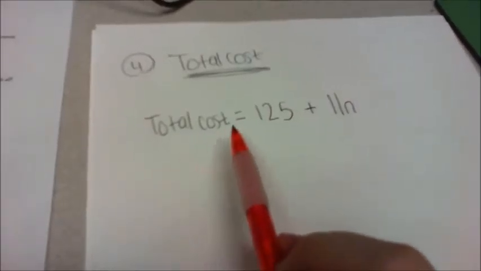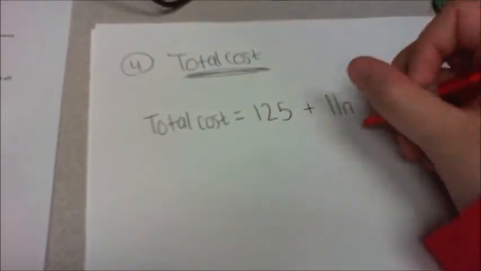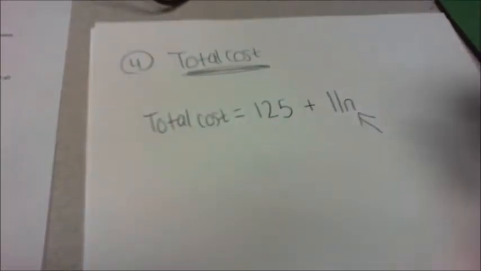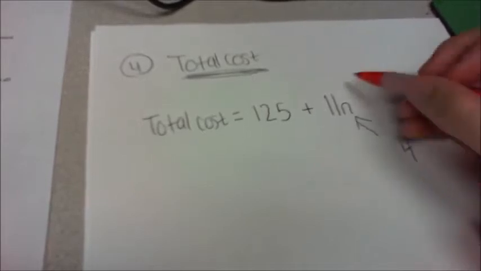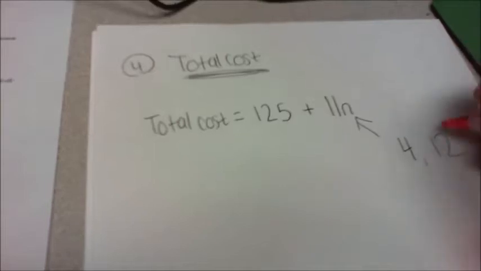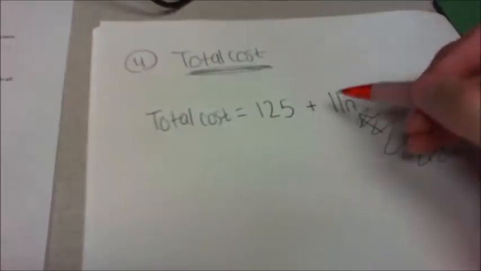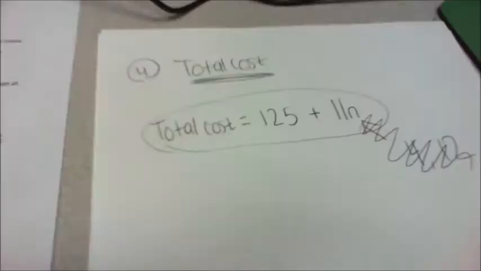So the total cost is equal to 125 plus 11n, because then we'd be able to plug in any number we want there. If we had 4 people staying there, we can multiply it by 4 to figure out the total cost. If we had 12 people staying there, we can multiply it by 12 and find our total cost. So this would be our algebraic expression.